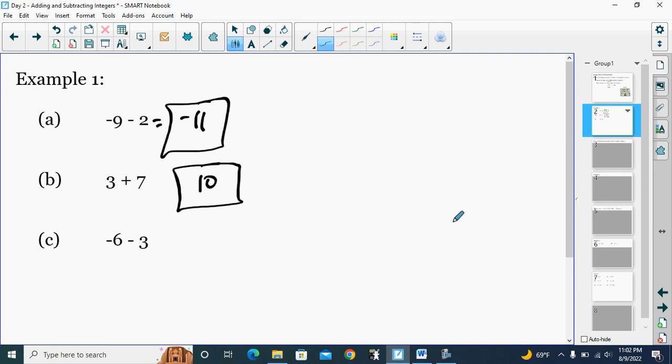Negative 6 minus 3. Negative 6 minus 3, very similar to part A. Both are negative. If they're both negative, I add. 6 plus 3 is 9. Because they were both negative, and I'm combining them. I'm not multiplying or dividing. I'm just combining them. My answer should be negative 9.